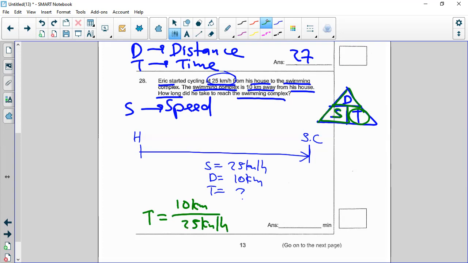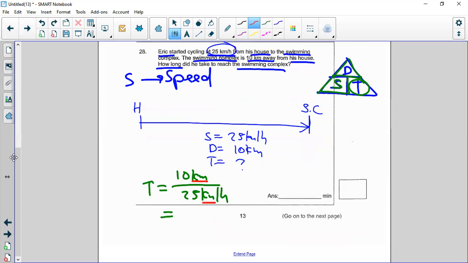Now before you can divide, you need to check something. You need to check whether the units are the same. If they are not the same, you have to make them the same. But you're lucky because they are the same. Then just simplify your fraction. 10 divided by 5 and 25 divided by 5. So what do you get? 2 over 5 hour.